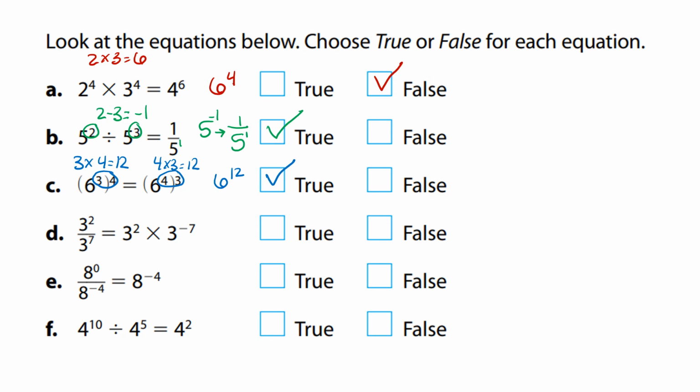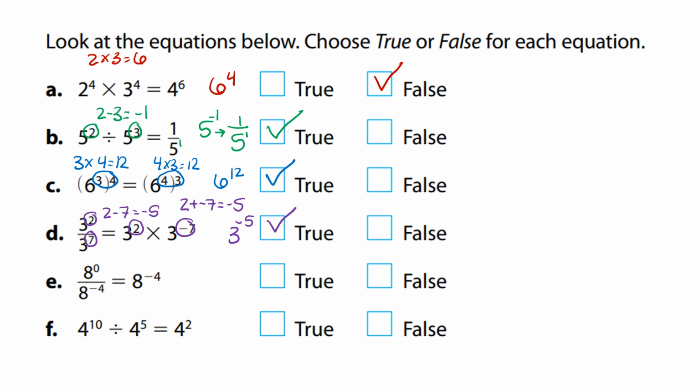For letter D, we are dividing, so we start by subtracting our exponents, 2 minus 7 to get a -5. So we're looking for 3 to the negative 5th power. On the other side, we're multiplying, so we're going to add our exponents, 2 plus negative 7, which also gets us an answer of negative 5. Both exponents are the same, negative 5, with our base number 3, so that is also a true statement.